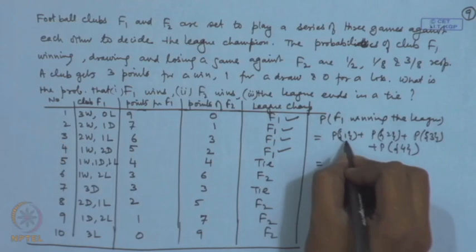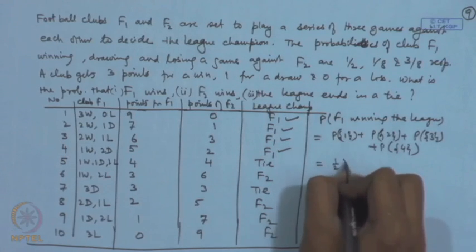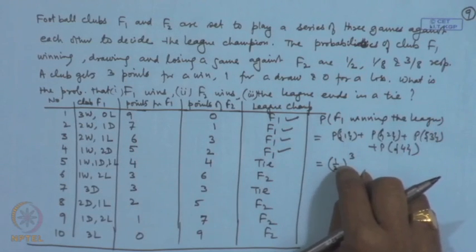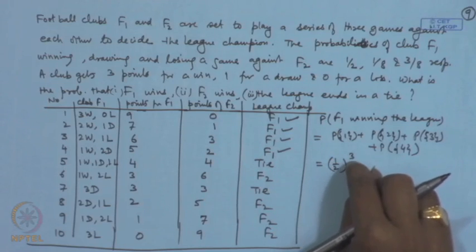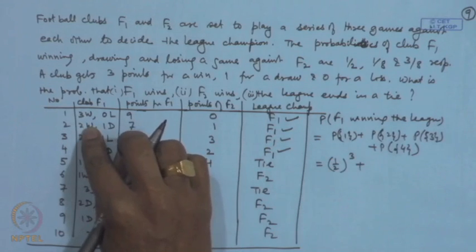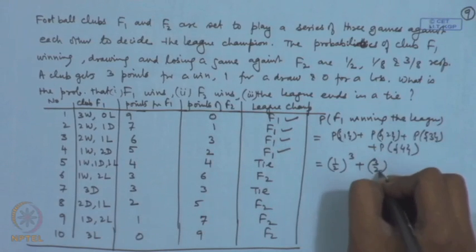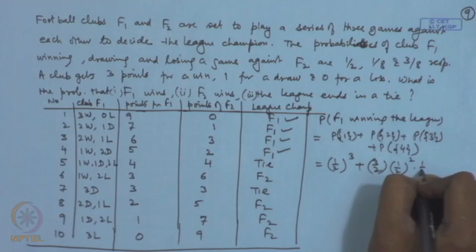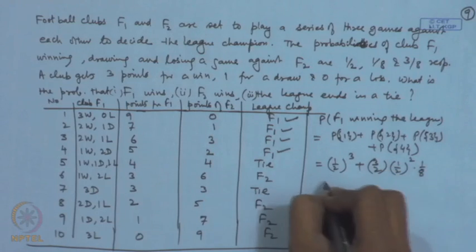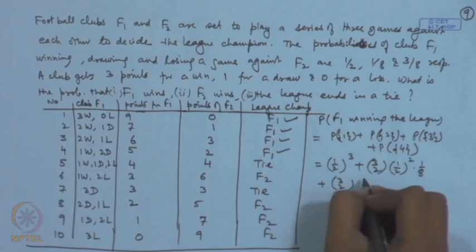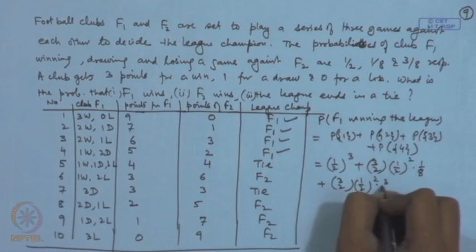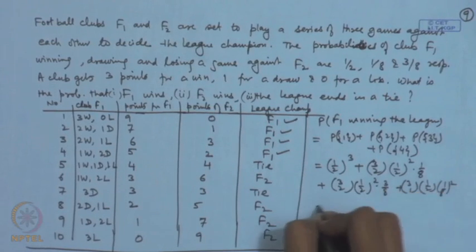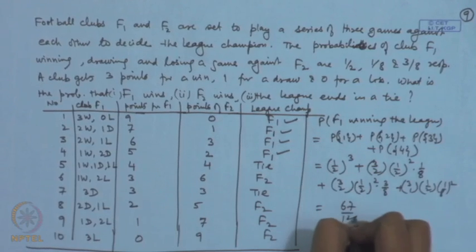What are the individual probabilities? Probability of 1 is half cube, because probability of winning is half. In the 3 games it will have half into half into half. So, we are assuming the independence here. For the second one, there are 2 wins out of 3 games, these can be chosen in 3C2 ways. The probability of winning the 2 games is half square and probability of a draw is 1 by 8. Similarly, in the third case 3C2 half square 3 by 8 plus 3C1 half and 1 by 8 square. So, this turns out to be 67 by 128.